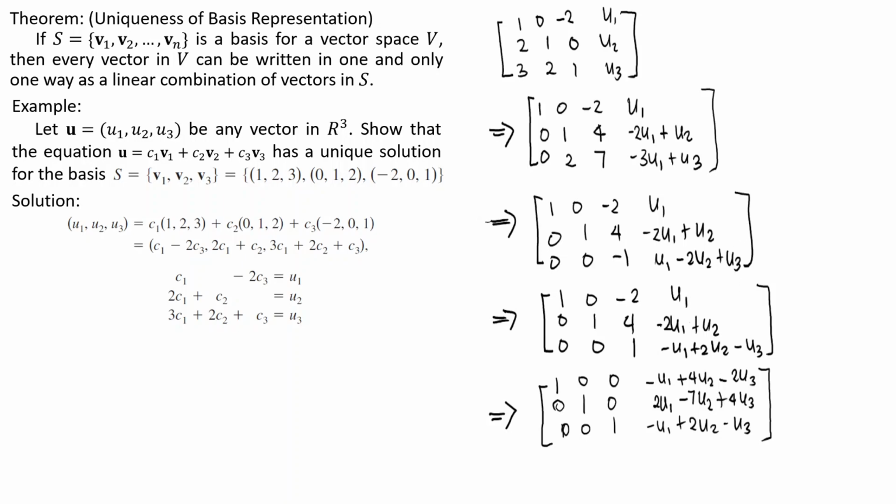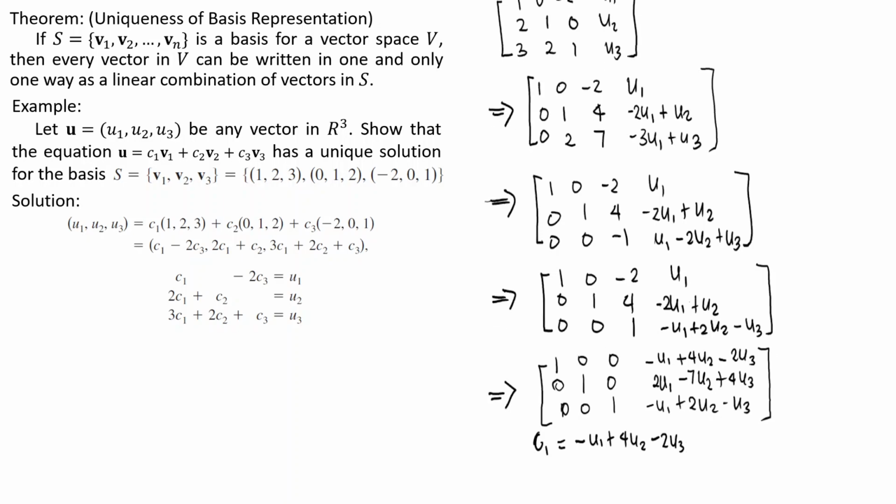Okay, so from here, we now get the solution for c sub 1. We have c sub 1 equals negative u sub 1 plus 4 u sub 2 minus 2 u sub 3, and c sub 2 equals 2 u sub 1 minus 7 u sub 2 plus 4. C sub 3 equals negative u sub 1 plus 2 u sub 2 minus u sub 3. Okay, so we have here the solution for c sub 1, c sub 2, and c sub 3.